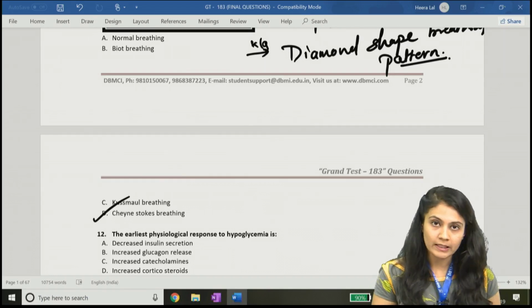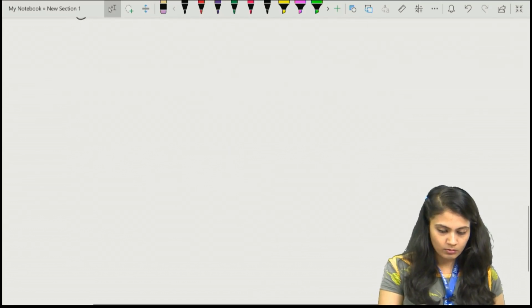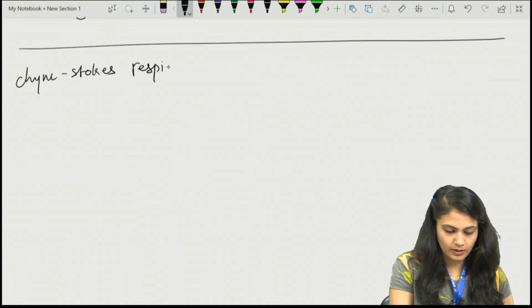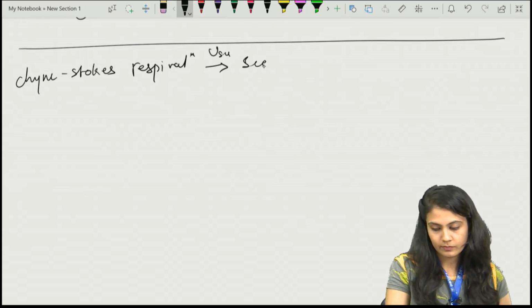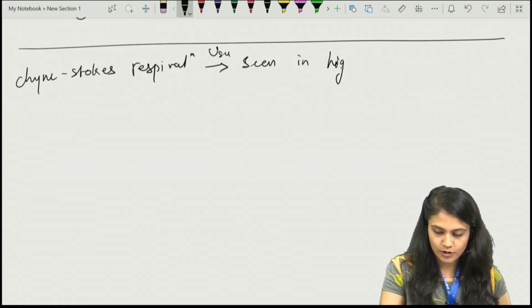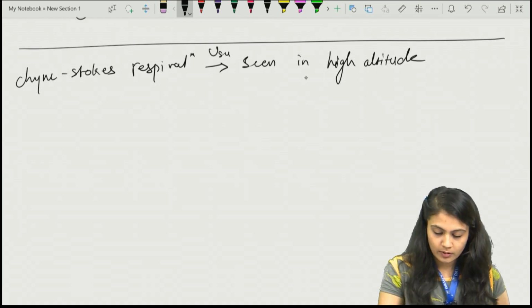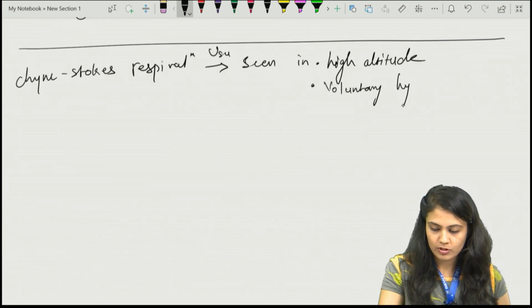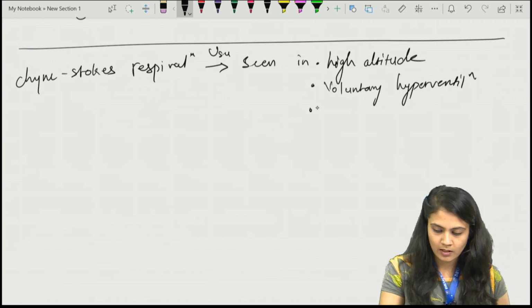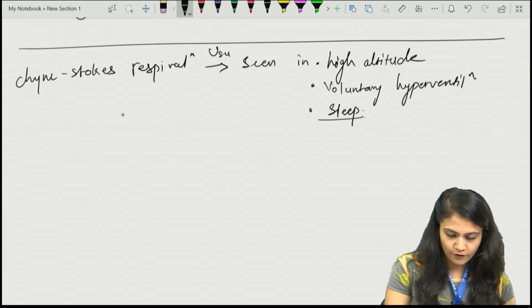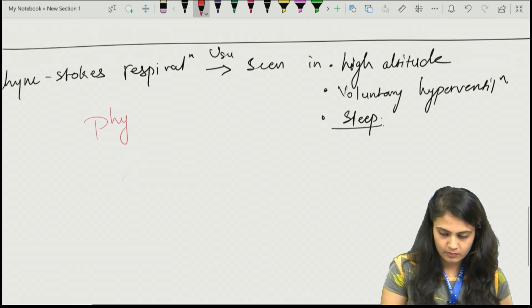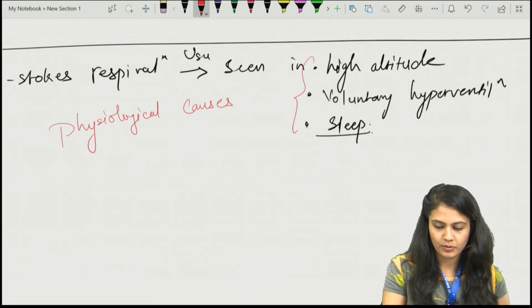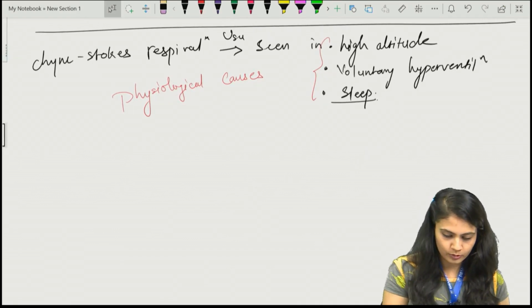Why does this crescendo-decrescendo pattern occur in Kindstalk breathing? Let's see some facts about that. Kindstalk breathing, or Kindstalk respiration, is usually seen in high altitude, or when the person is voluntarily doing hyperventilation, as well as in sleep. These are the physiological causes of Kindstalk breathing.